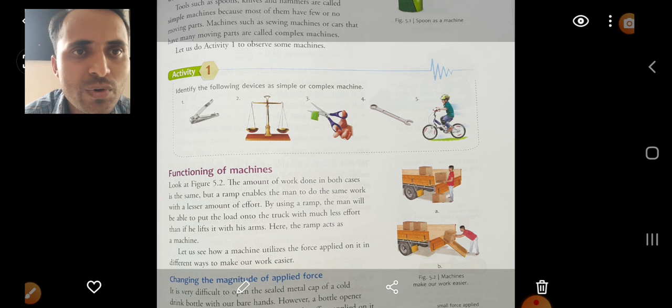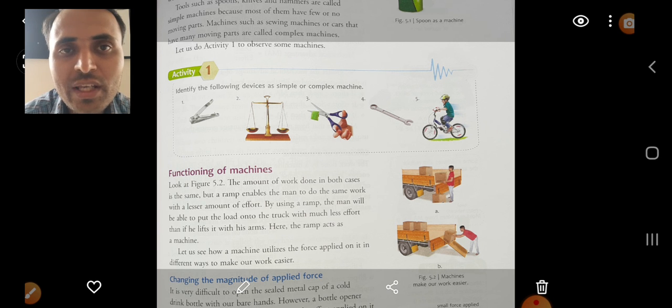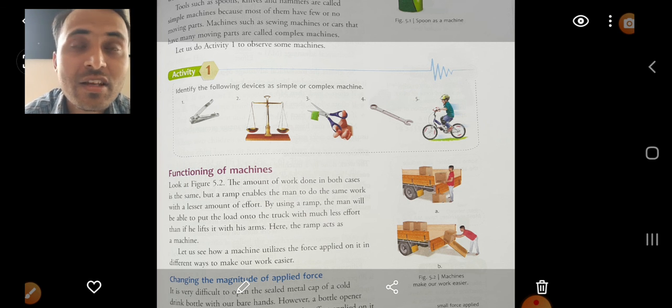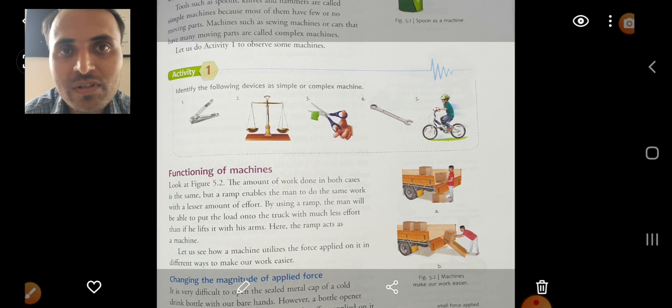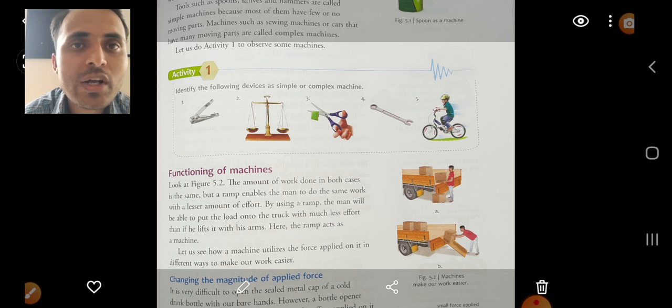The manually operated weighing machine, which is shown in the second figure, and the fifth one, the bicycle, are both complex machines. They are not simple machines, because they contain more than one moving part or mechanism. But the first, third and fourth are examples of simple machines. They contain at most one moving part or zero moving parts. So they are simple machines.